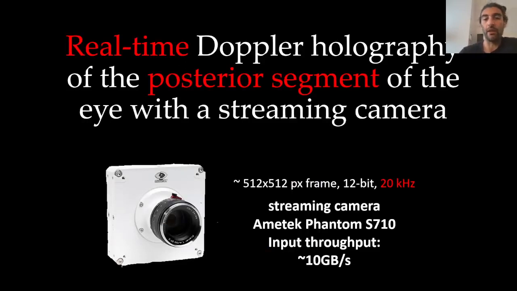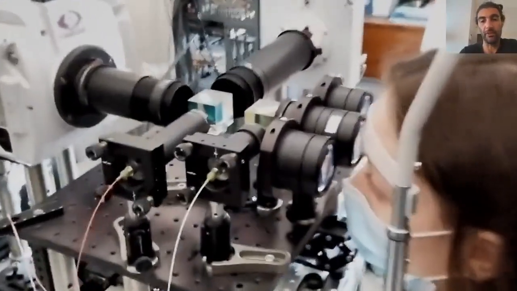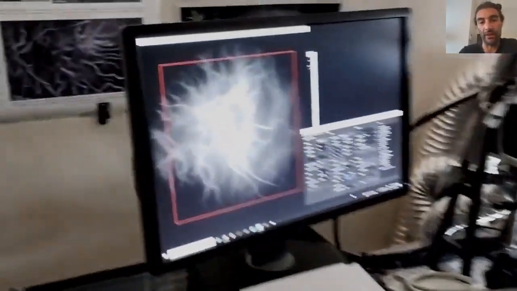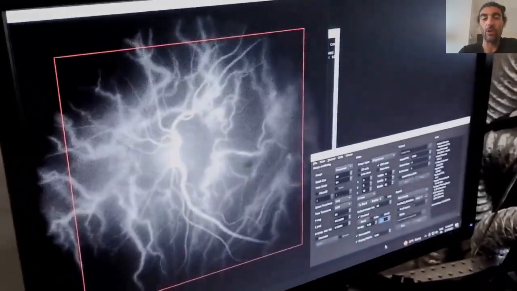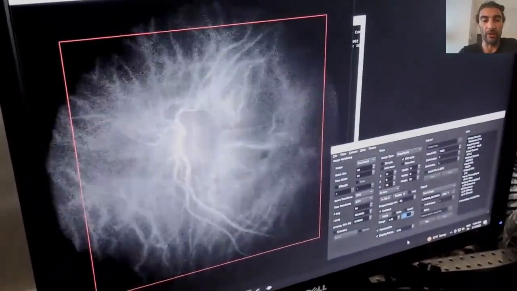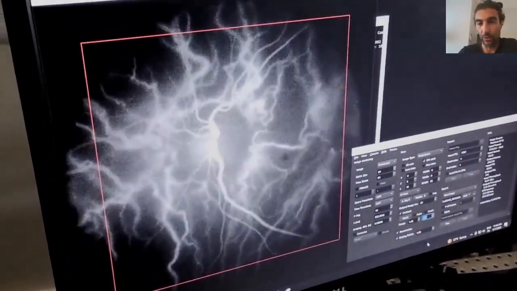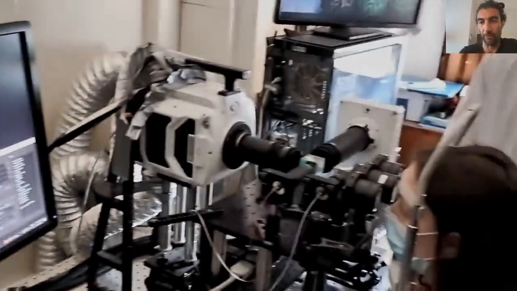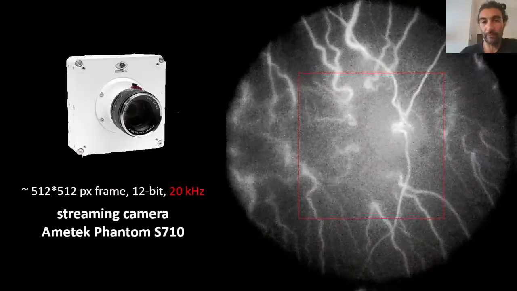Okay. Now let's move on to the real topic of the presentation, which is real-time Doppler imaging of the posterior segment, which is the retina, with a streaming camera. Here again, you see the instrument with the patient here on the right. And as you can see, we've been able to get the contrasts that we want in the retina of the patient. How did we do that?